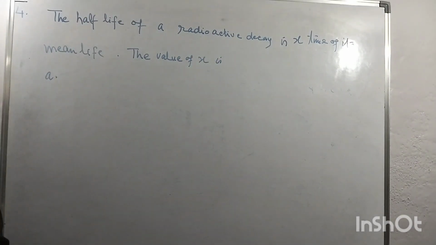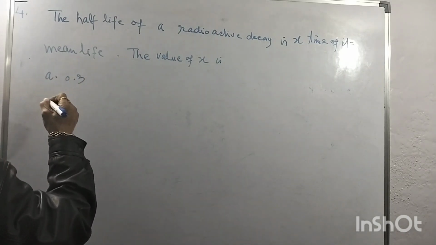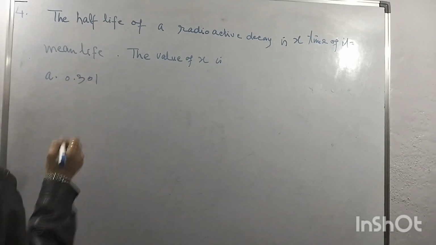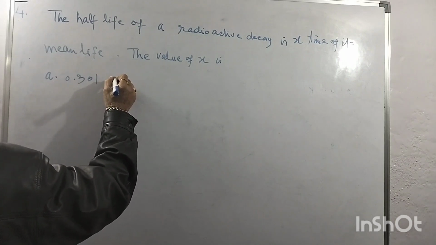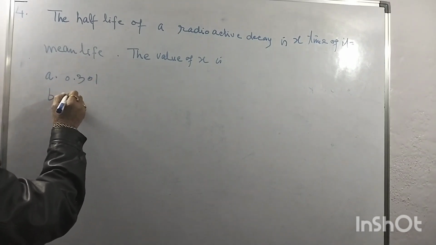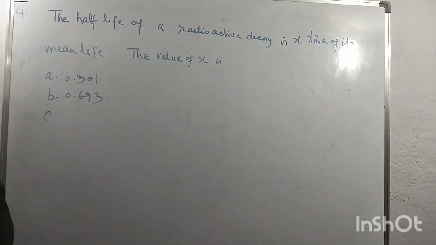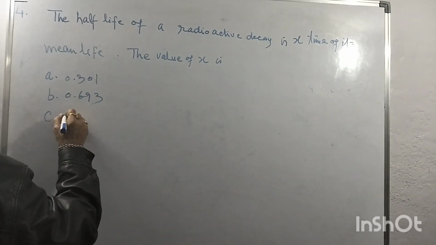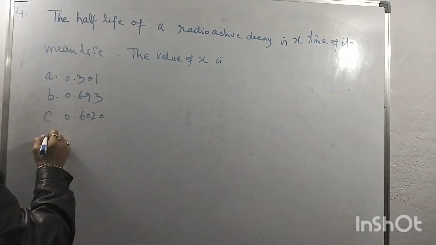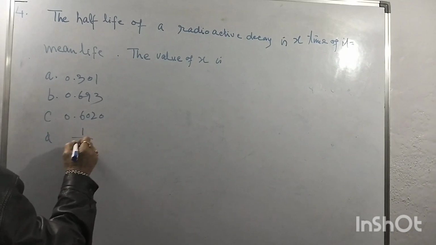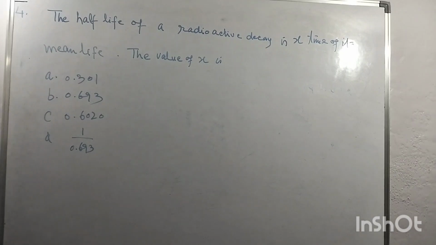The answers are: A is 0.3, B is 0.693, C is 0.66020, and D is 1 by 0.693. So this is the question.